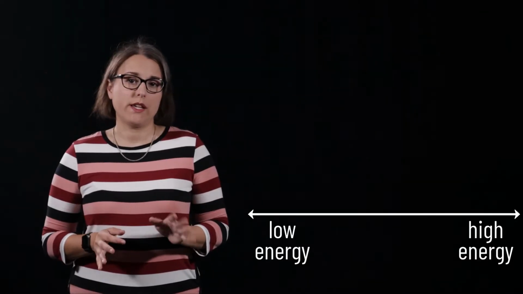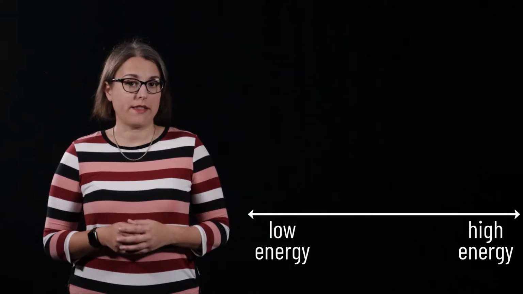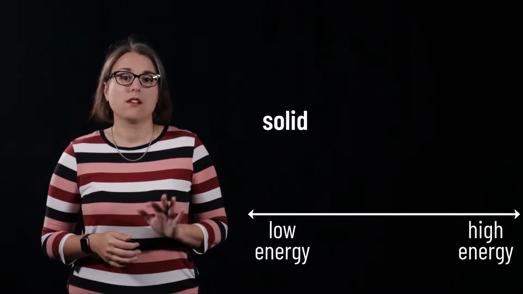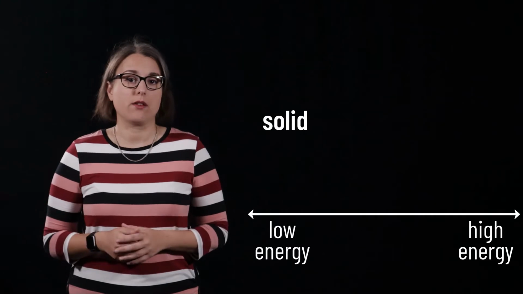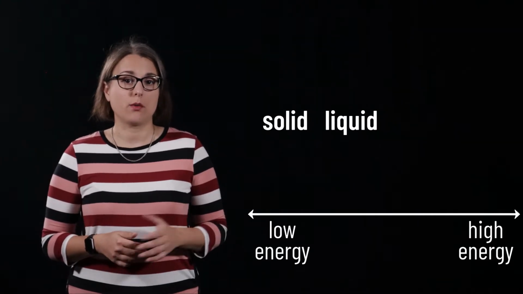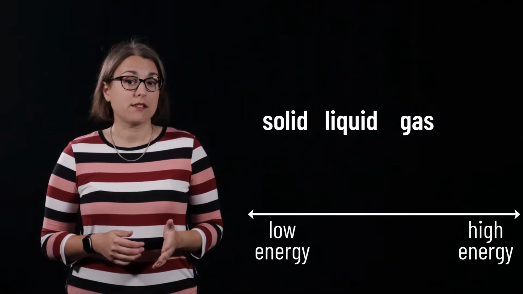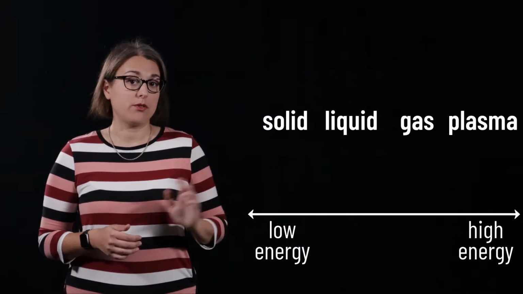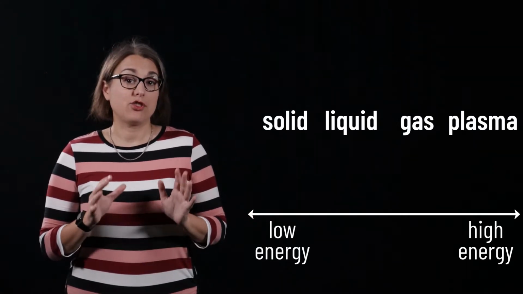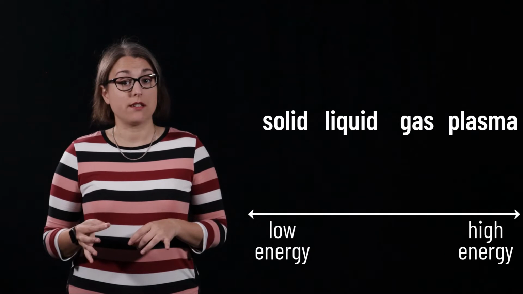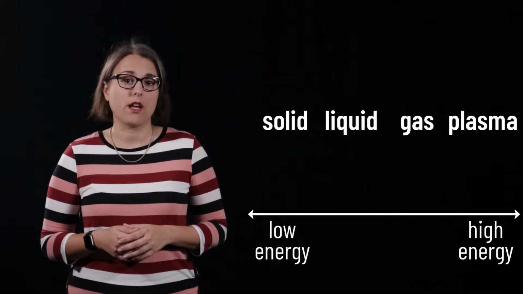In general, we can characterize each state of matter by the amount of energy it has. A solid has the least amount of energy, followed by a liquid, followed by a gas, and then plasma, which has the most energy. Phase changes describe how a substance can be converted from one phase to another.